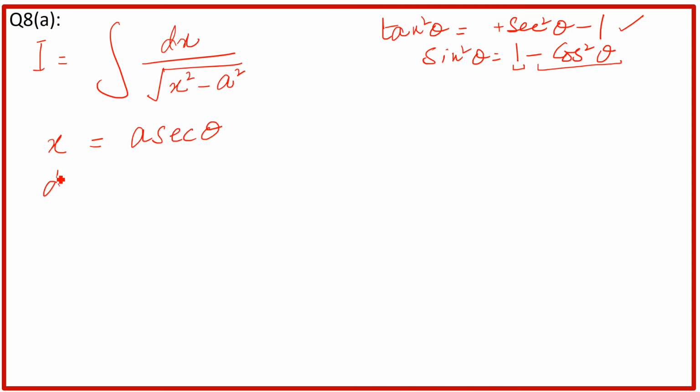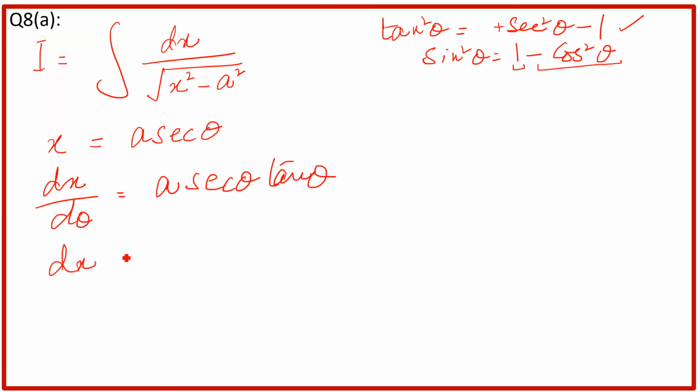So we will take the derivative of this. So it is dx by d theta equal to a secant theta tan theta. So we will separate the variable dx, just cross multiply. It will be equal to a secant theta tan theta d theta. Right, so see, this is dx. We have dx in the numerator, and instead of dx, we can write a secant theta tan theta d theta.